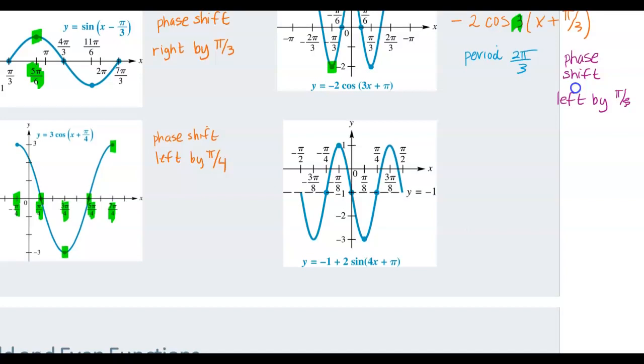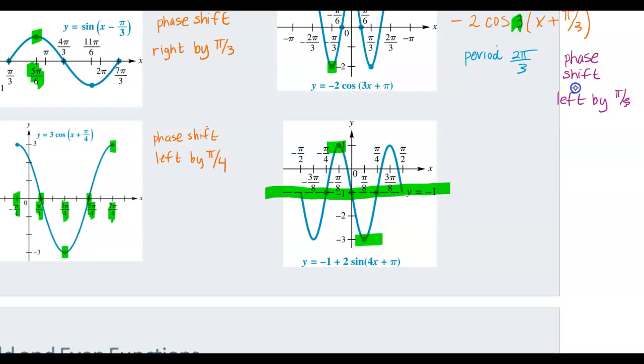In this graph here, our whole graph got shifted down by 1, so the midline is now at -1 rather than at the x-axis. The amplitude is 2, so I go up 2 units from that -1 to +1 for my maximum, and then down 2 units to -3 for the minimum.